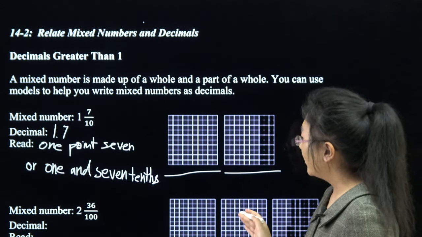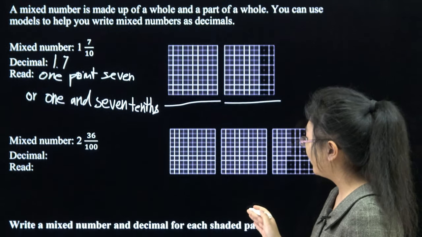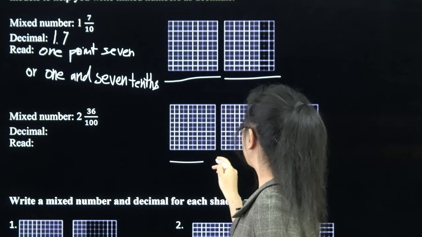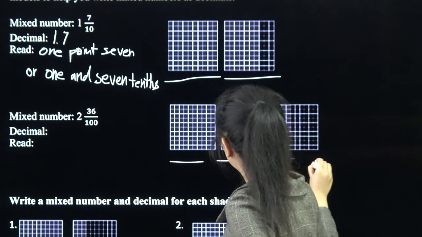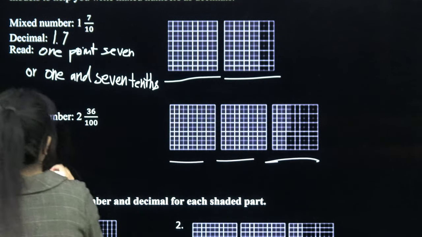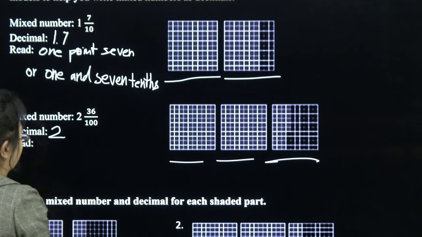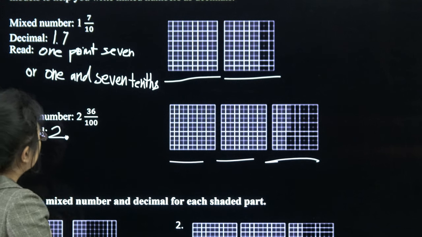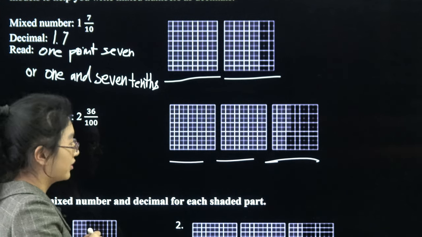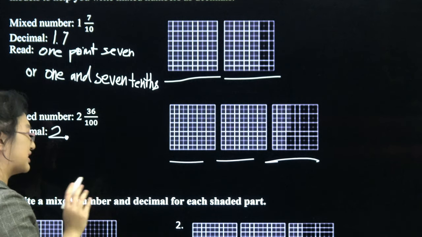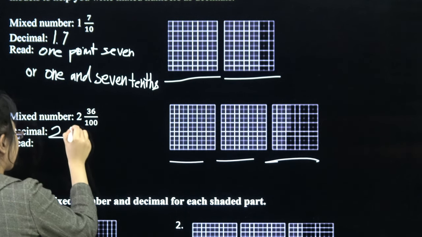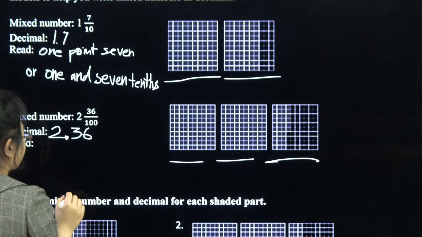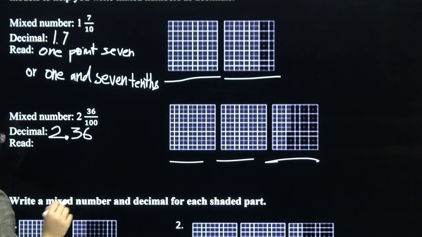So now we move on to the second example. It's 2 36/100. The decimal would be, this time 2 is in the ones place. So it's 2 point. Let me make that point bigger. And it's 36/100. The 3 would be moved up to the tenths, and then the 6 would be here, in the hundredths place. So it'd be 2.36.